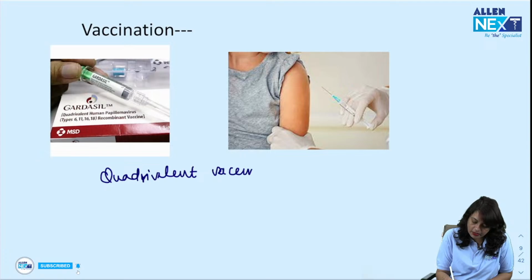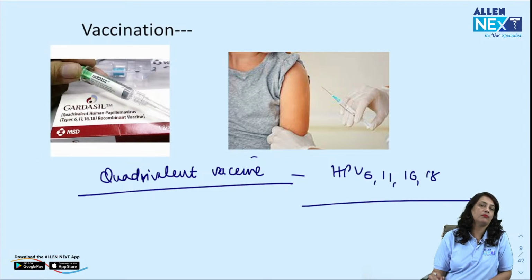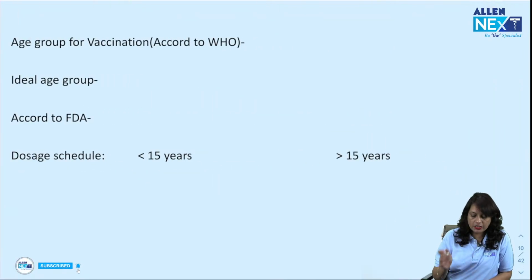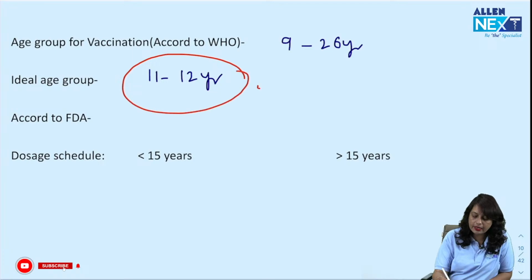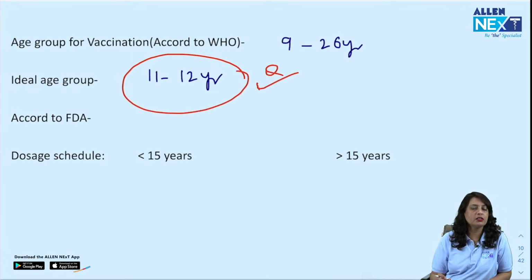Quadrivalent vaccine that is against HPV 6, 11, 16, 18. It is to be given in the deltoid region. Now, age group for vaccination according to WHO is 9 to 26 years. Ideal age group is 11 to 12 years. Why do we talk about the ideal age group? Because this is the age group where the immune response to antigen is very, very good.